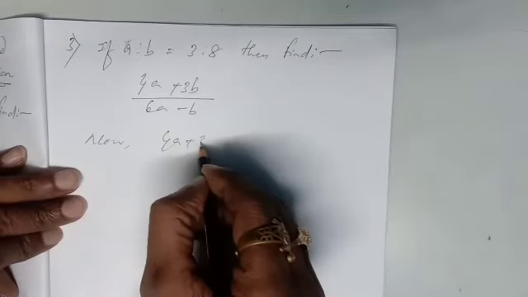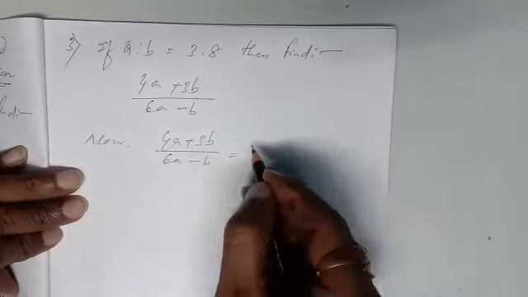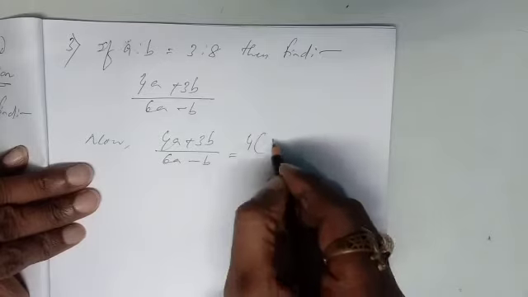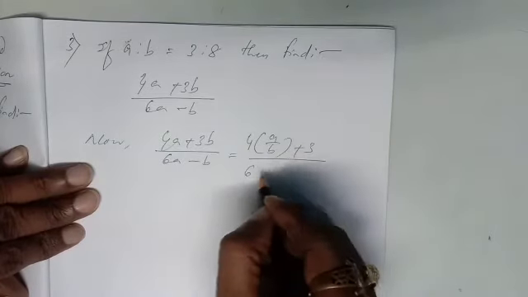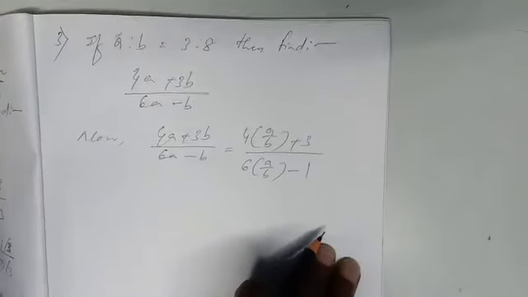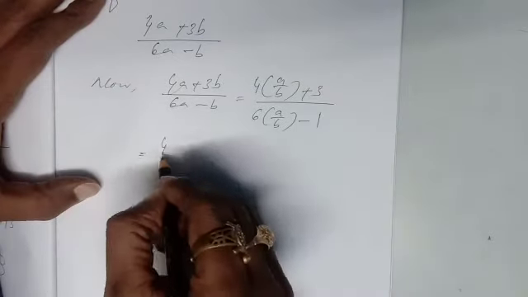Now, (4A + 3B) divided by (6A − B). If I divide both numerator and denominator by B, this will be 4A/B plus 3, and here 6A/B minus 1. Now you have to put the value of A by B.